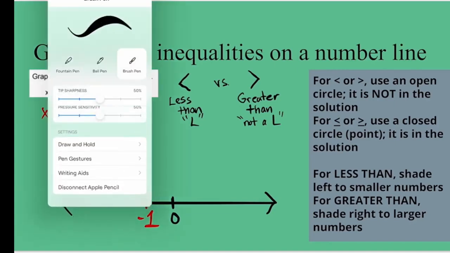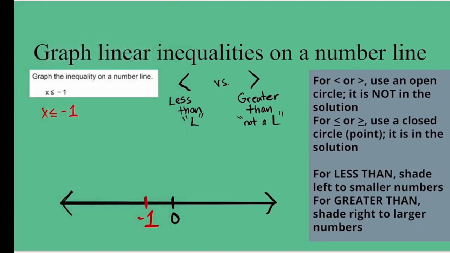So now what I'm going to do is, if my variable is on the left side, this is the key: the inequality shows me which way to graph. So I am going to be going to the left if x is on that side. Numbers that are less than -1 include -2, -3, -4, and so on.